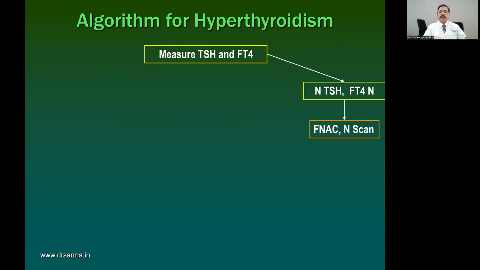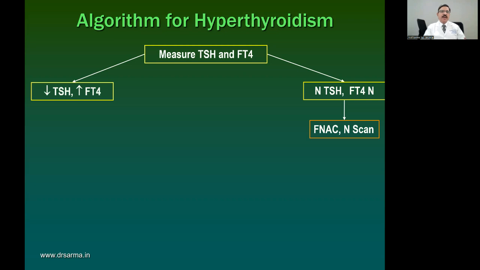Then you have to do a nuclear scan and FNAC because there is a swelling. The swelling, TSH is normal, FT4 is normal. It is not hyperfunctioning. Then it could be a malignant nodule or it could be any other condition. There may be benign autoimmune enlargement. Do an FNAC and nuclear scan. If the thyroid function is normal, TSH and FT4, and if you detect a swelling in the thyroid, you are bound to do an FNAC and nuclear scan.